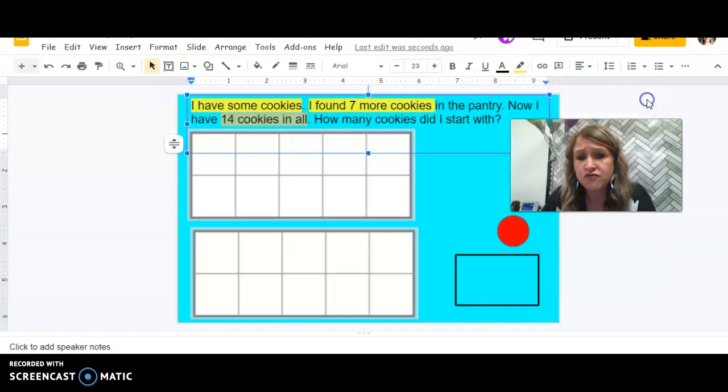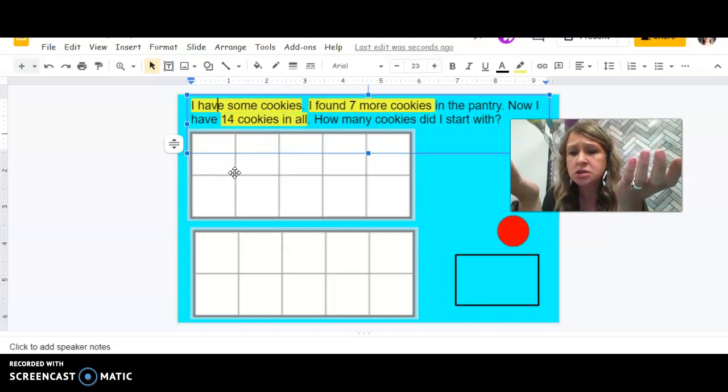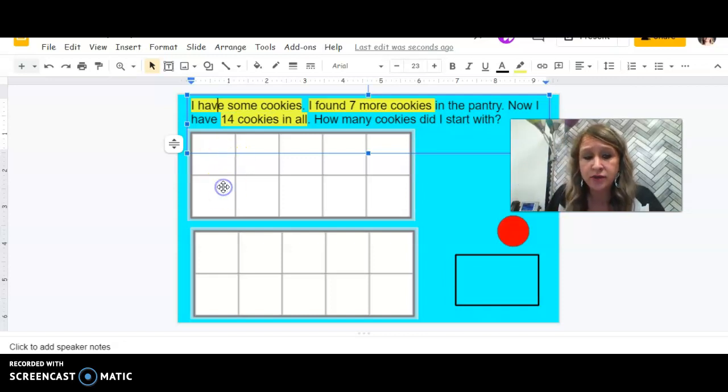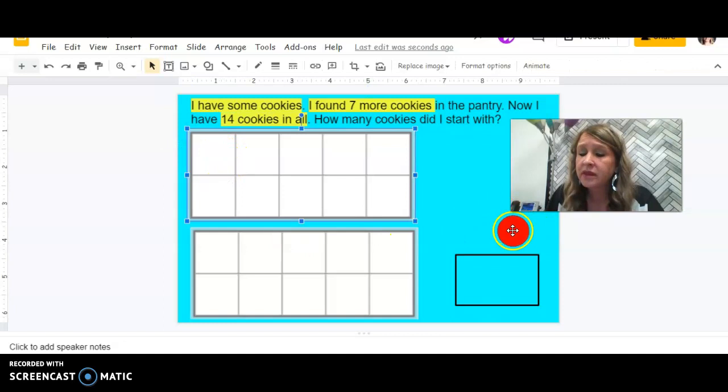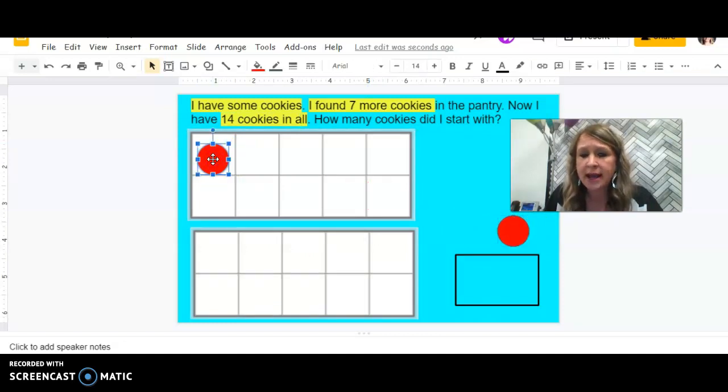Now, how do I find the start unknown? I have some cookies. I found 7 more. Now I have 14. I have to figure out how many I started with. So one way we can do that is to use the counters to show how many I have now. How many do I have in all? I have 14. So we're going to use the counters to show that I have 14 cookies in all.